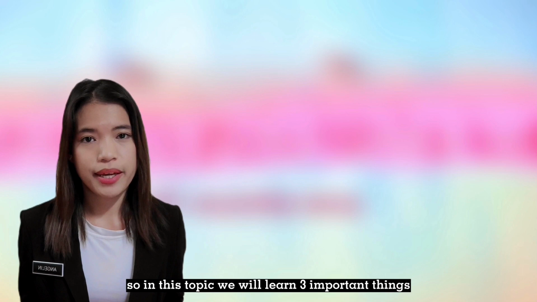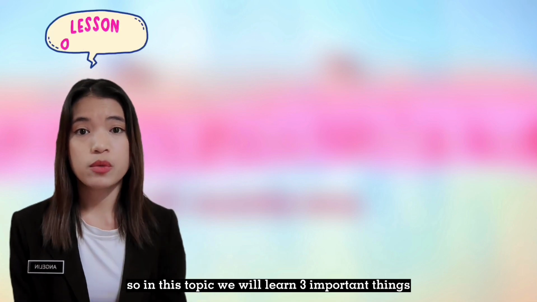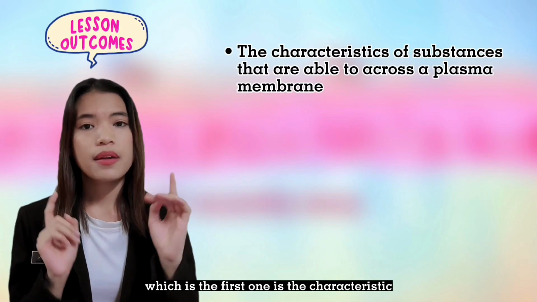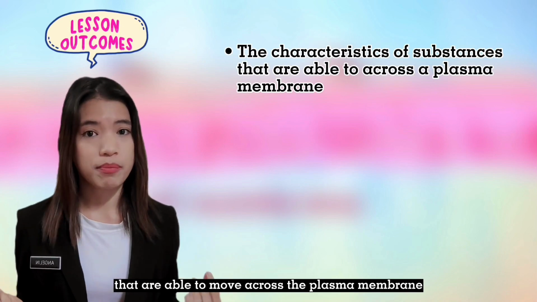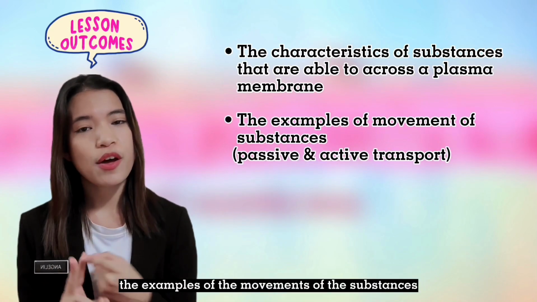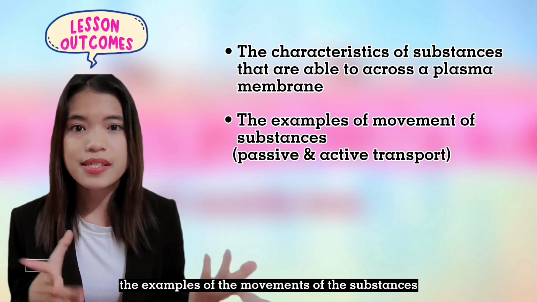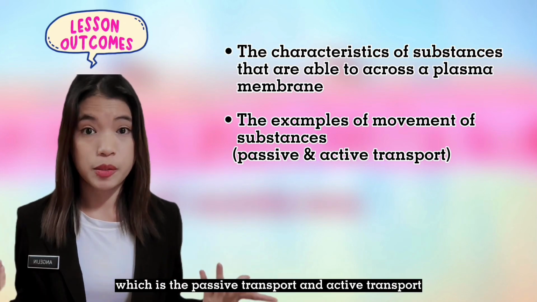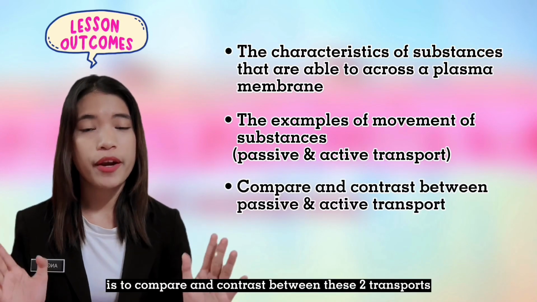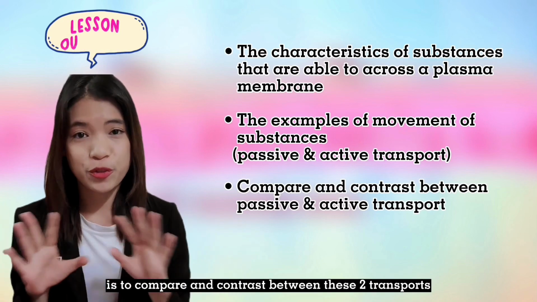So in this topic, we will learn three important things. The first one is the characteristics that are able to move across the plasma membrane, the examples of the movements of the substances, which is the passive transport and active transport, and the last one is to compare and contrast between these two transports.